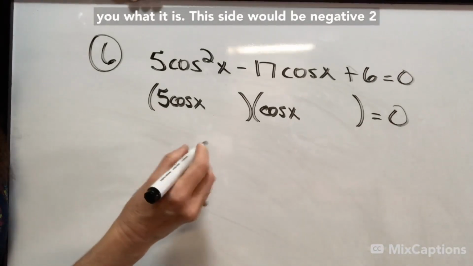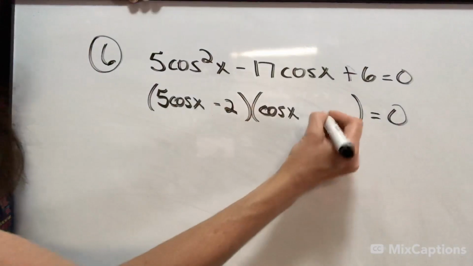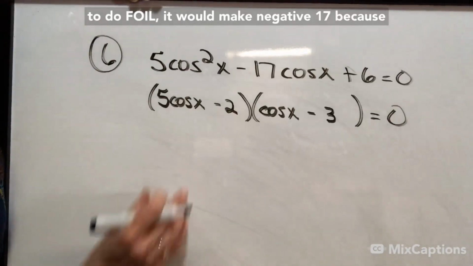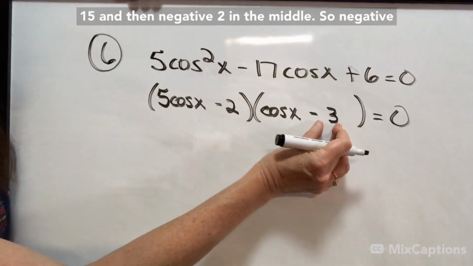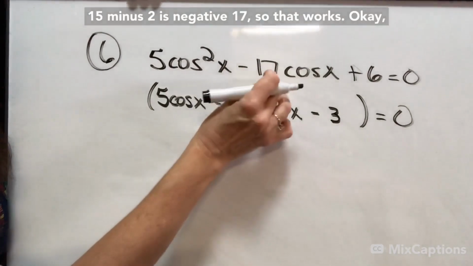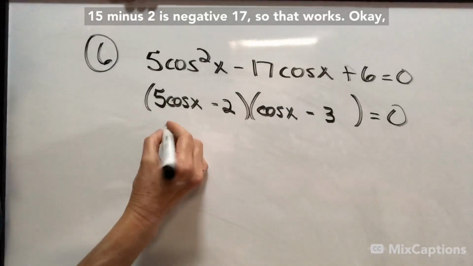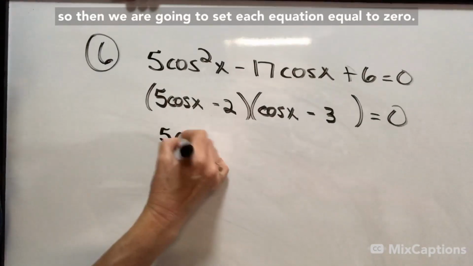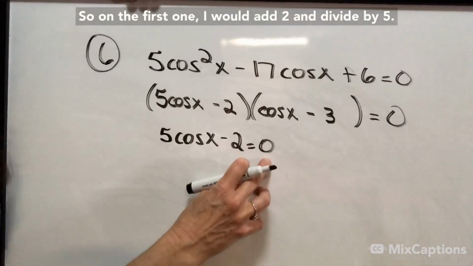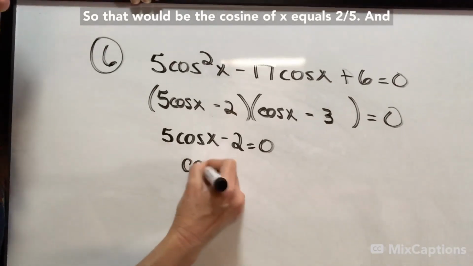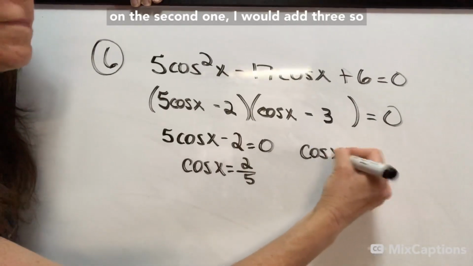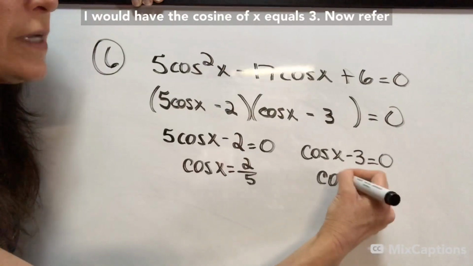So to save time, I'll just tell you what it is. This side would be -2, and this side would be -3. So if you were to do FOIL, it would make -17, because you would do 5 times -3, that's -15, and then -2 in the middle. So -15 minus 2 is -17, so that works. Okay, so then we are going to set each equation equal to 0. So on the first one, I would add 2 and divide by 5, so that would be the cosine of x equals 2/5. And on the second one, I would subtract 3, so I would have the cosine of x equals 3.